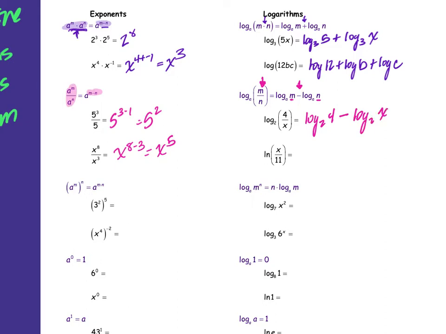And really, I'm just following these rules. I'm not doing anything special. I'm doing what it says. That's all. Okay? And the second equation for that one is natural log, and same thing: natural log of x minus natural log of 11. I'm not solving for anything. I'm just expanding them out. That's all.